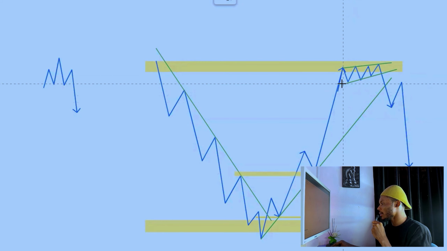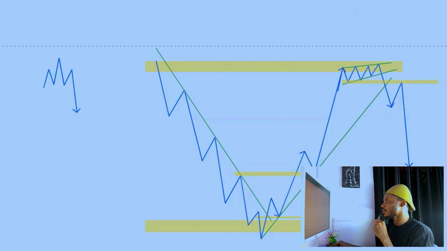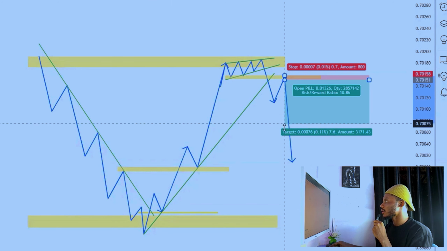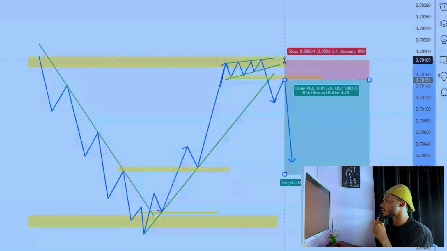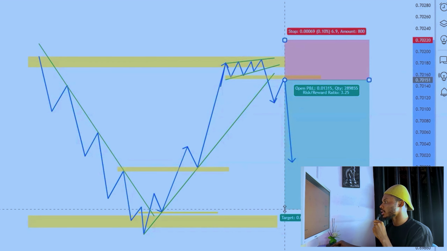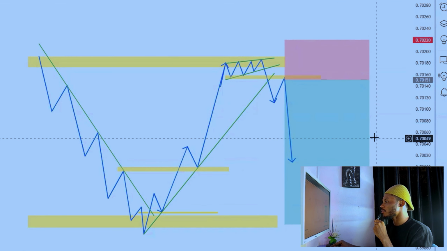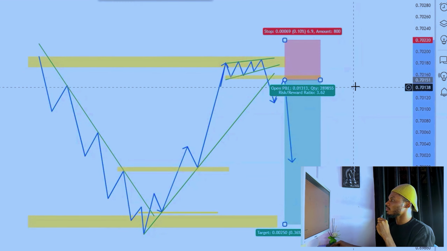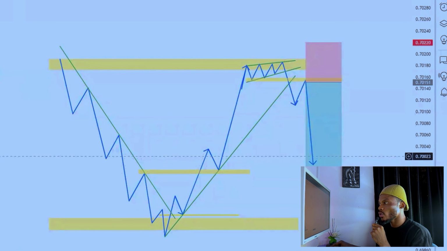Okay, you're looking for a retest like this before you get a short position here, and you're risking 10 pips in order to make, let's say, 35 pips here. So simple as ABC. Now a quick recap about everything.